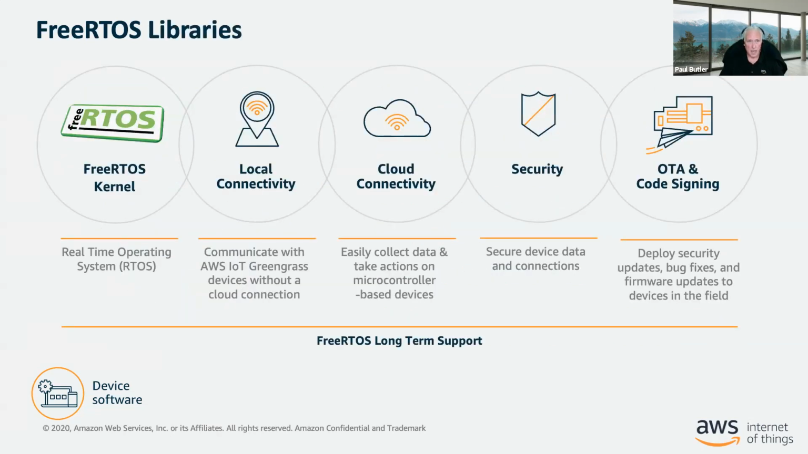Starting with just your real-time operating system kernel, if you're going to use it in an IoT application, you still need libraries to connect to local things or connect into the cloud. You want to do security, and OTA stands for over-the-air updates. You still want to be able to update that device if it's out in the field, deployed and has been running for a long time, and you discover that there's a bug fix that needs to go out. That's how you would do that.